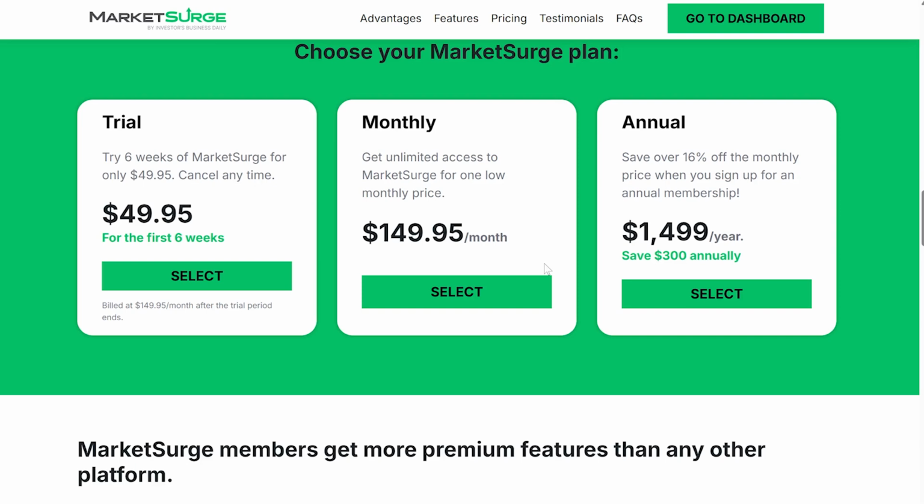So with all that, if you're looking to generate new ideas for swing trading and active investing, I would definitely recommend taking advantage of this $49.95 trial for 6 weeks, giving MarketSurge a try, and seeing if it's right for you.